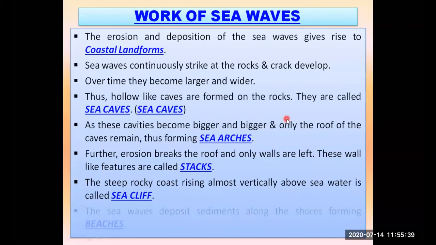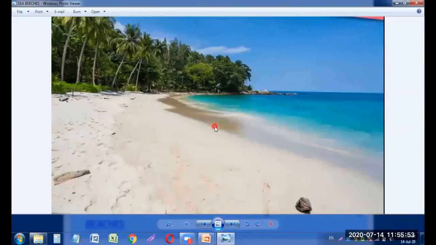Now let us move ahead. The sea waves deposit sediments. The sea waves deposit a lot of sediments along the shore, along the side of the sea. They are known as beaches. When the sea waves deposit a lot of sediments, these become sea beaches. And people go there and enjoy their picnic or vacation during the summer season, or another season, or in their leisure time. People go there and enjoy their time at the sea beaches. So these sea beaches are the sediments that have been brought down by the river.